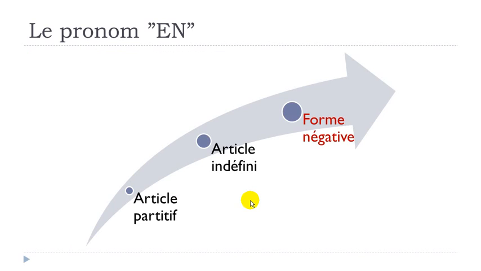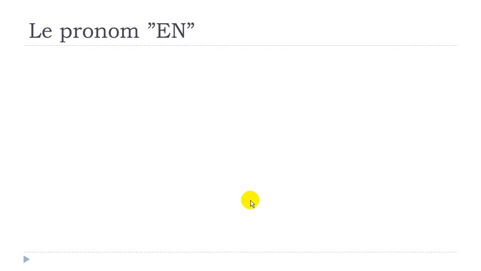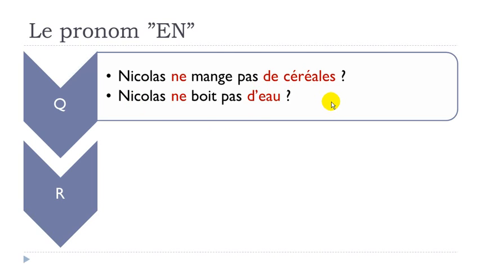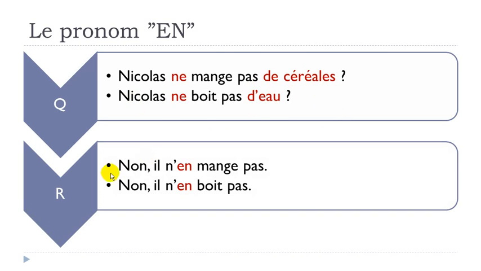Okay? So let's see now la forme négative. Nicolas ne mange pas de céréales. Okay, so you've got the question, but here you've got the ne and then the pas, so you know that it's negative. Nicolas ne boit pas d'eau. So let's see the answers. Non, il n'en mange pas. Non, il n'en boit pas.